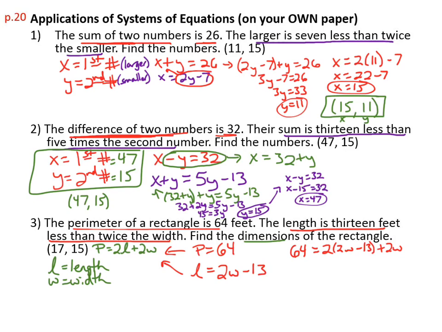So here we'll use some distributive property. 64 is going to be equal to 4W minus 26 plus 2W. Combining like terms, 64 is equal to 6W minus 26. And then from here, we can add that 26 to both sides, and that's going to give us 90 is equal to 6W. And then 90 divided by 6, that's telling us that we have a width of 15, and this was in feet. So 15 feet would be our width.